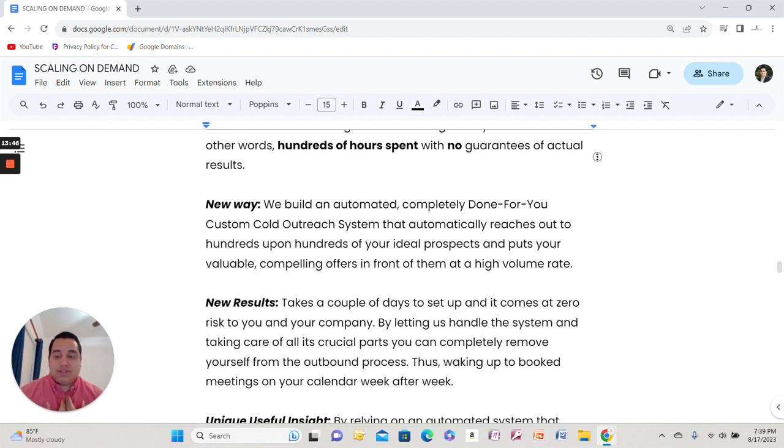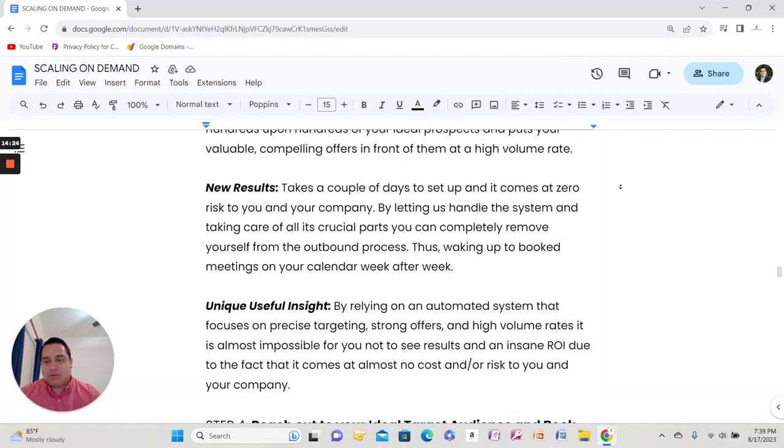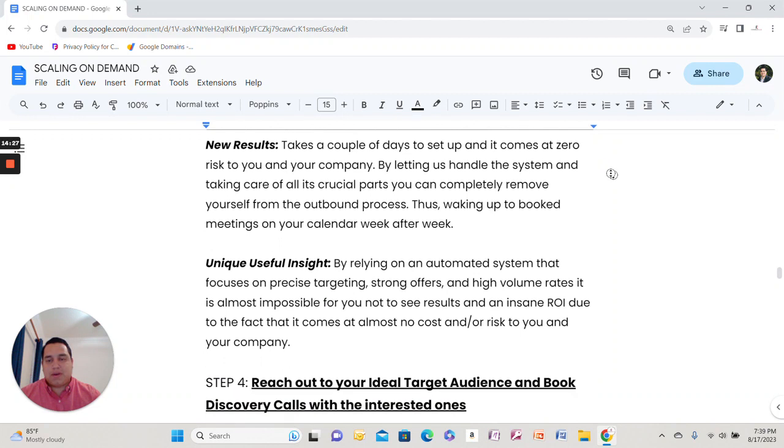And by letting us handle the system, we're taking care of all its moving parts, all the puzzle pieces, so that you can literally remove yourself from this outbound process. What's the end goal? What is the end result? Booked meetings in your calendar week after week after week. And the best part is that you just went about your day. You went home, then you got up in the morning and went back to your office with 3 to 5 new meetings in the next week or two. So that's very, very nice to see and experience.